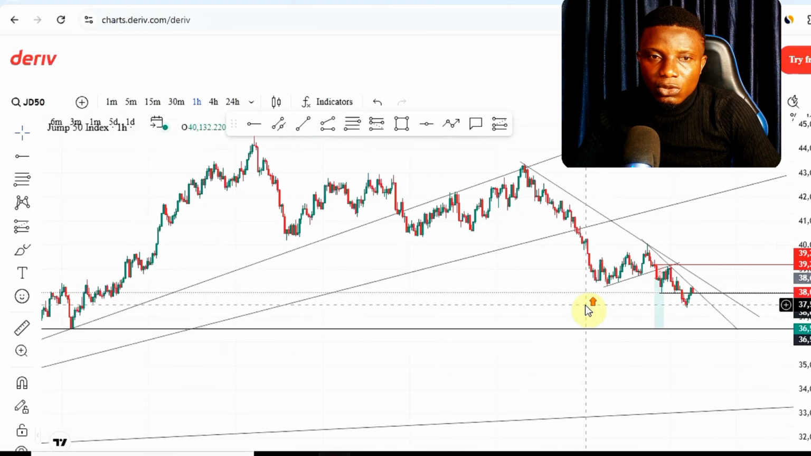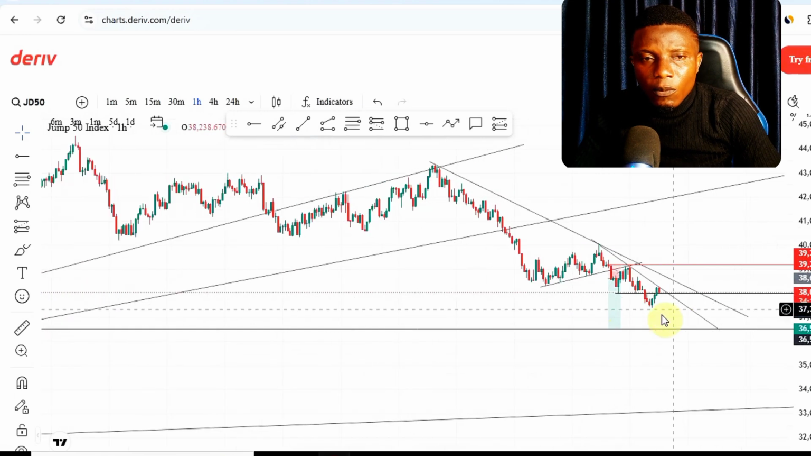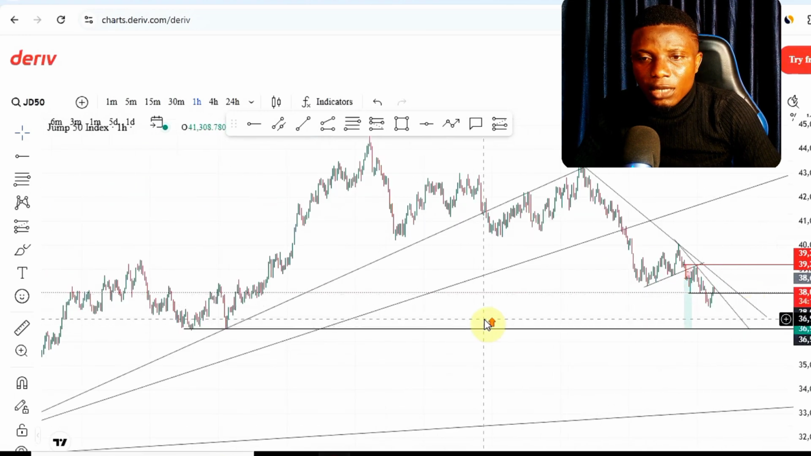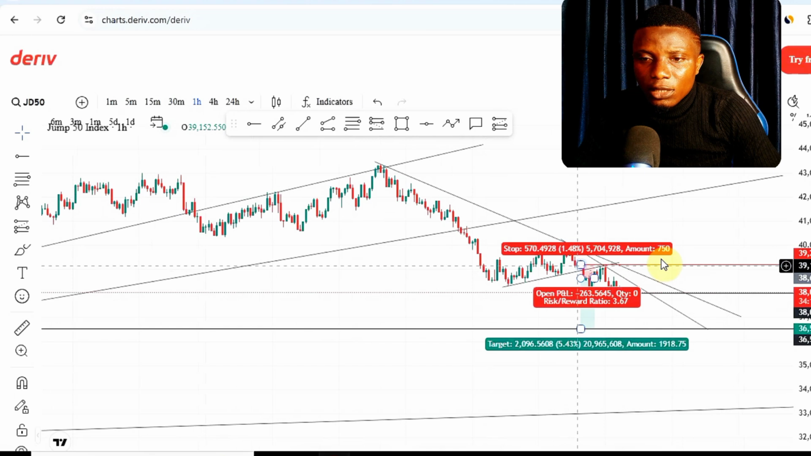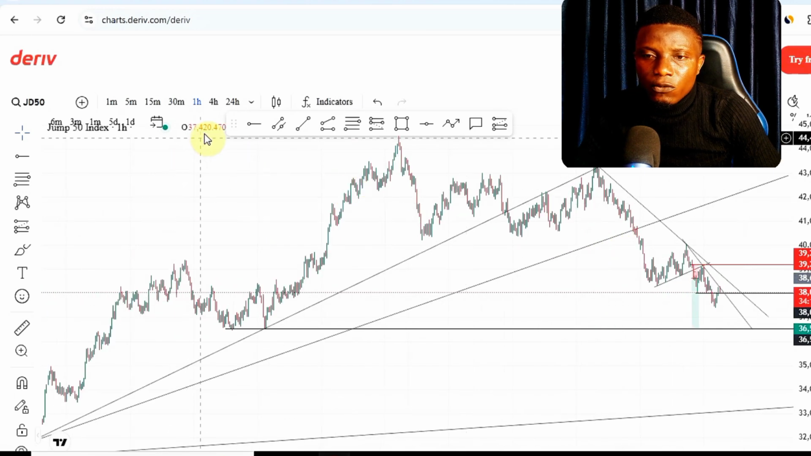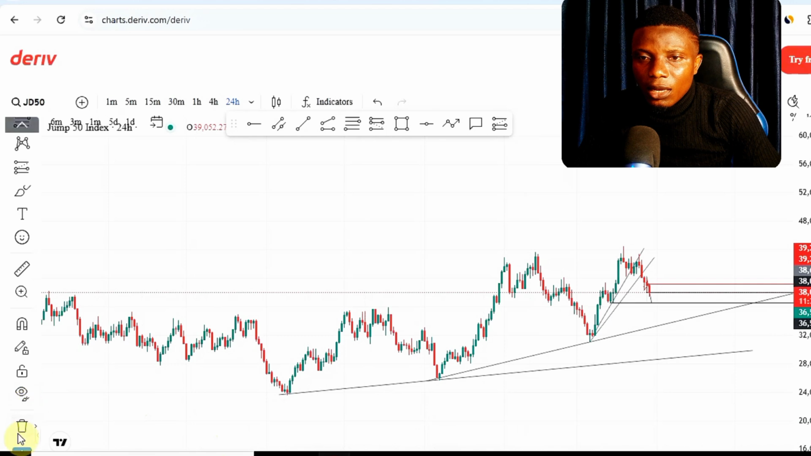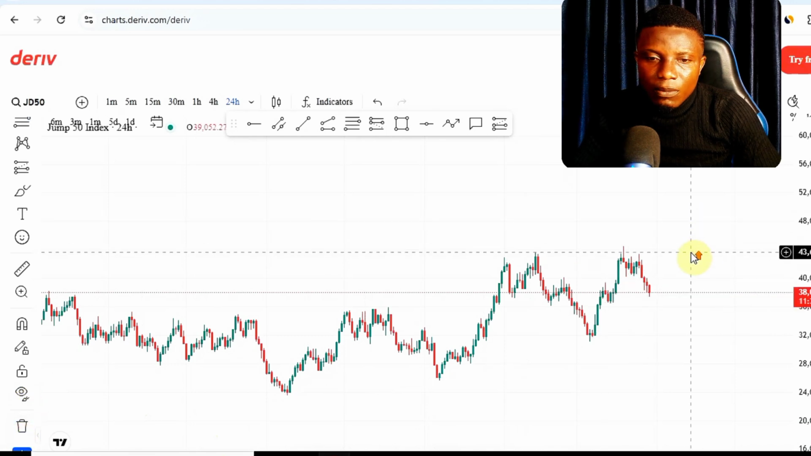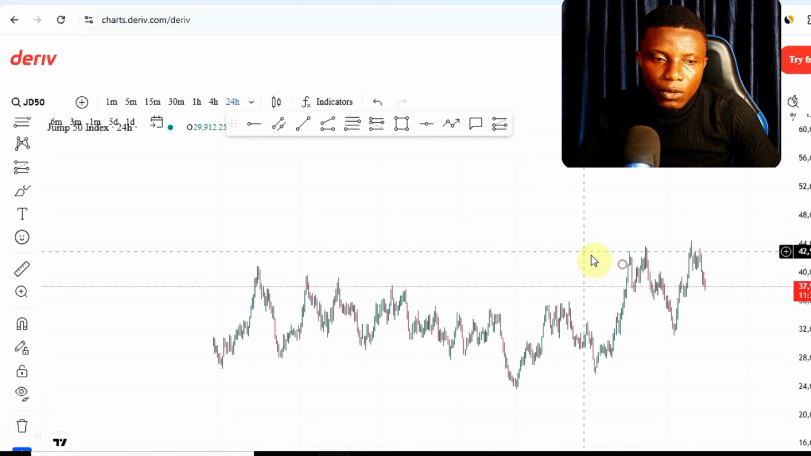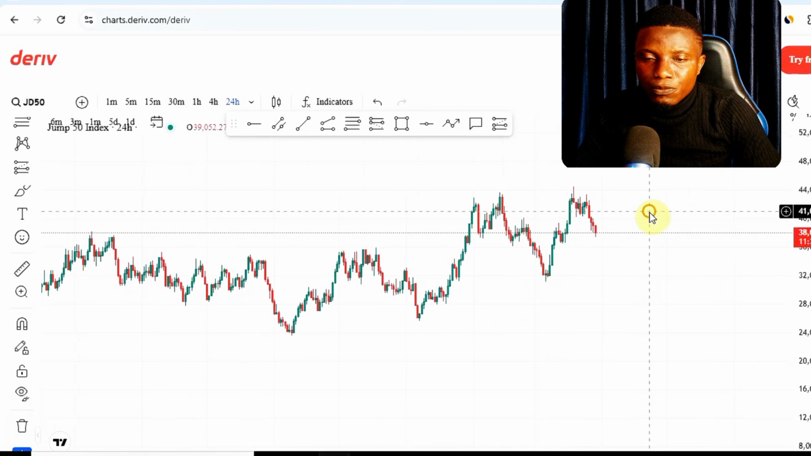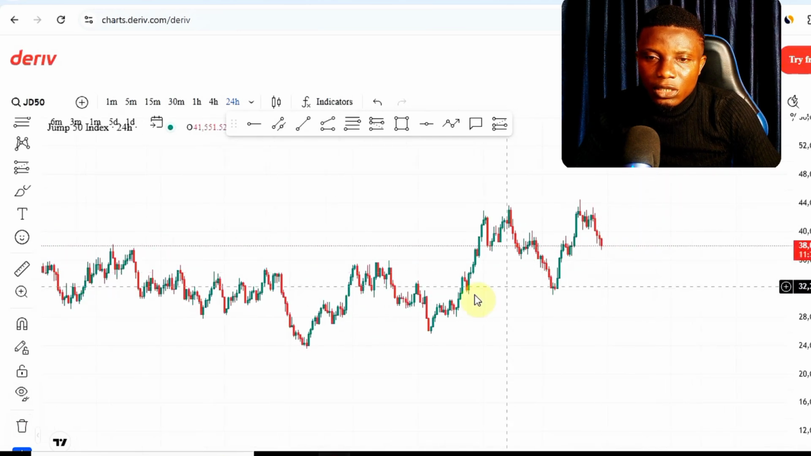All we needed to do was go to the daily time frame. When you want to do your analysis, you have to start from your daily time frame. So let me go ahead and clear all of this, and then redo it again to see if you understand what I'm talking about. Now, as you can see, this is the chart on the daily time frame.